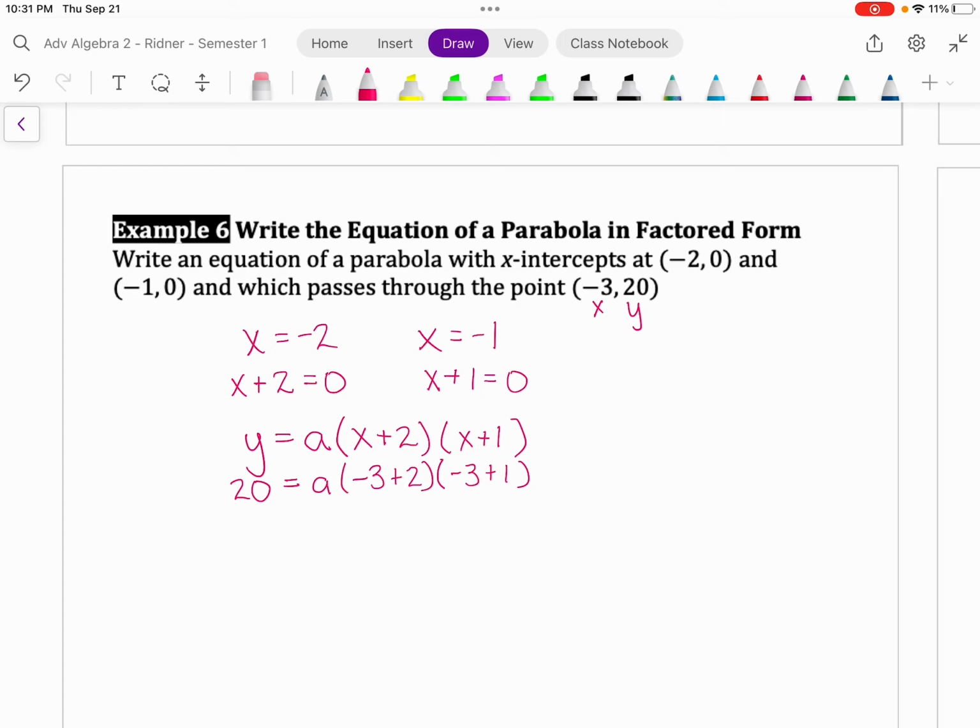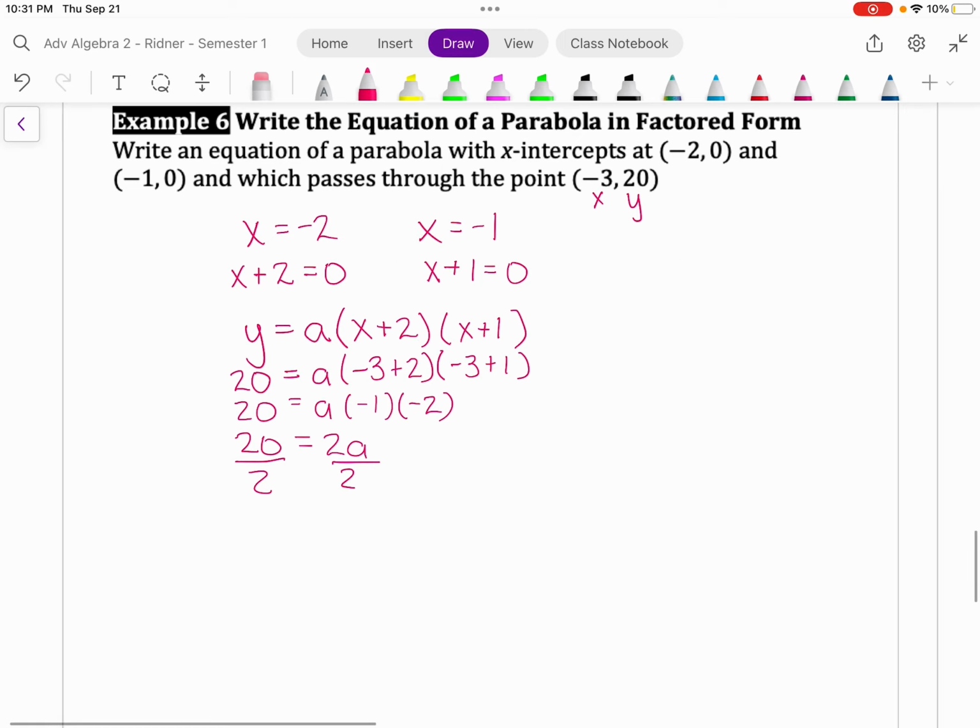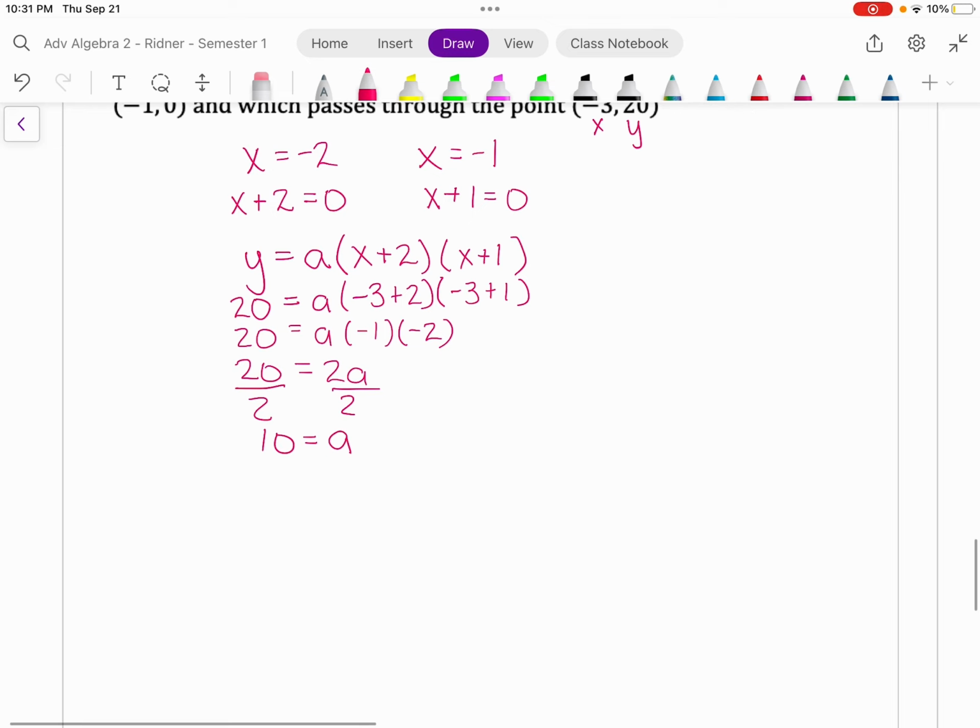So -3 plus 2 is -1, -3 plus 1 is -2. So that is 2. And when I divide by 2, that gives me 10. So a is 10. If you just leave it in factored form, sorry, baby kicking, this would be my final answer.